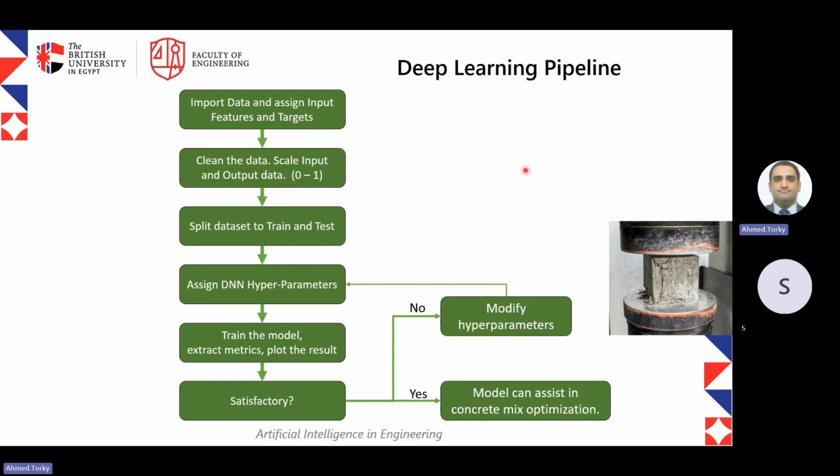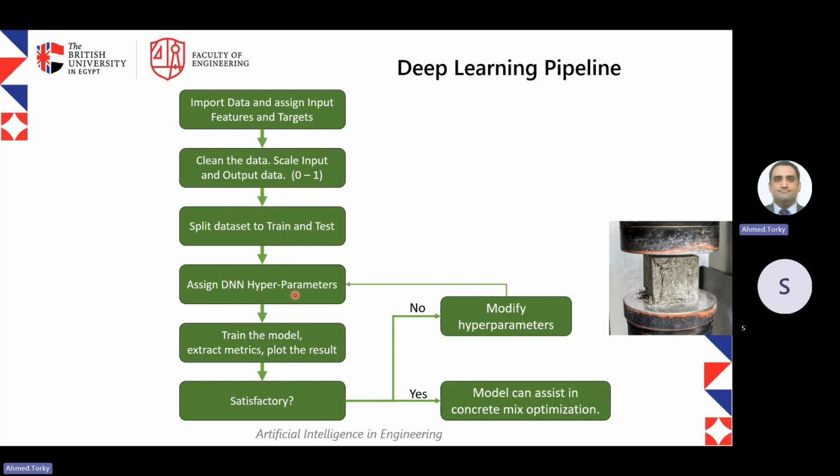In a deep learning pipeline, you usually have this implementation. First, you get your data, features, and targets. Here, concrete mix inputs and targets are compressive strength. You'd have to clean your data and make sure you scale both inputs and outputs between 0 and 1. Dense neural networks favor that, both inputs and outputs. Split the data set into test and train, or train and validation and test, as you wish.